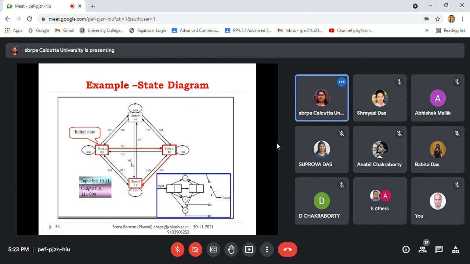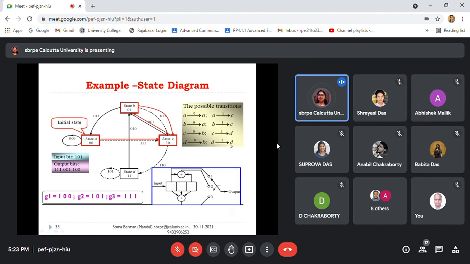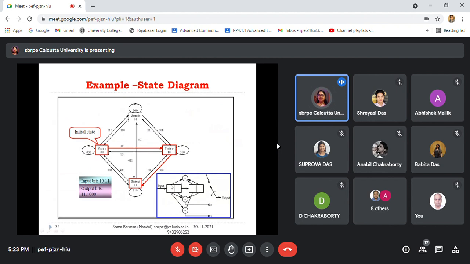Another example is shown here. You can easily understand from this figure how it is changing. This is given, and the same state definition is used, the previous state definition. In this case, your 2 states, that means the memory, can contain 2 bits of information, and the path transition is also shown here. So from the state diagram, you can easily compute the encoded output for any input bit.